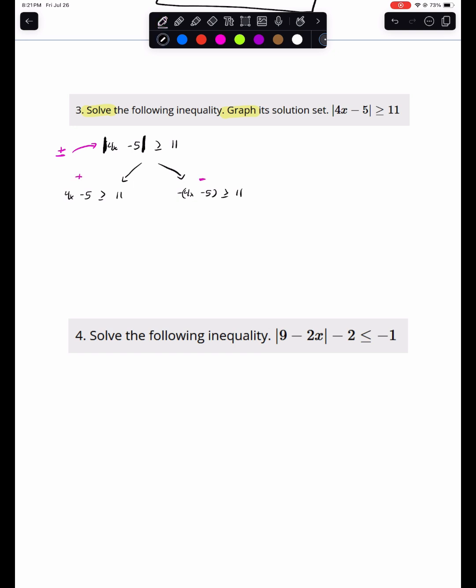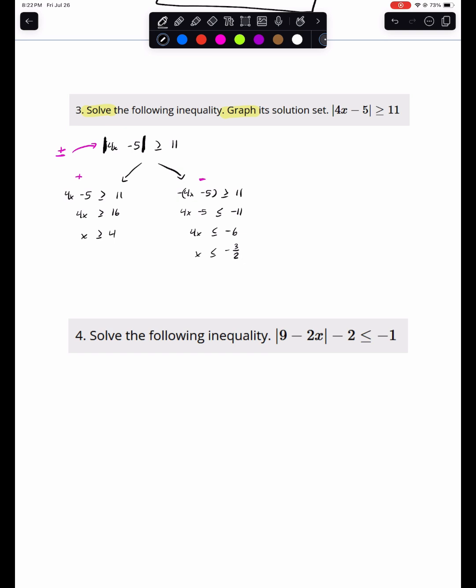Okay. The left side is pretty easy. Add 5 to both sides. You get 4x greater than or equal to 16. Divide by 4. x greater than or equal to 4. Okay. On the right side, we can divide by negative 1. But when we do that, we have to flip the sign to the other side. And now we solve. 4x less than or equal to negative 6, right? So x less than or equal to negative 3 halves.